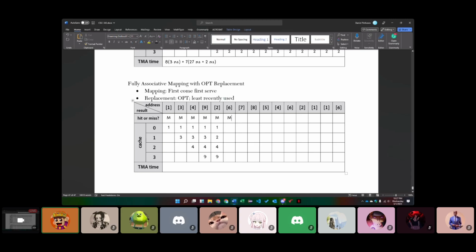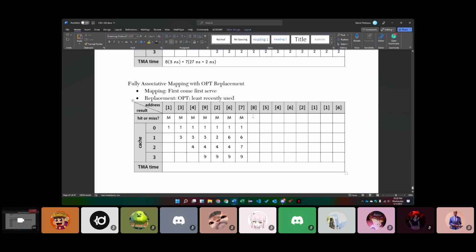6 is a miss. Do the same thing. Look to the right for 1, 2, 4, and 9. Found 4, found 1. Again, 2 and 9 are never going to be used, so let's replace 2. 7 is a miss. Again, 1, 6, 4, 9, we have to find them. I only found 6 and 1. They're going to be used in the future, but 4 and 9 are not, so let's replace 4.